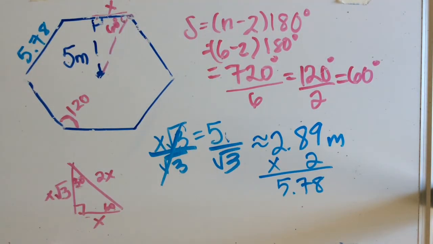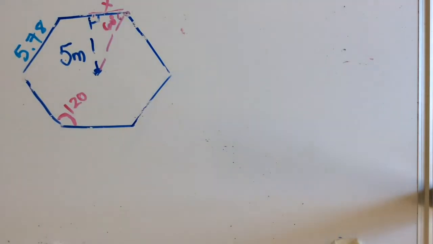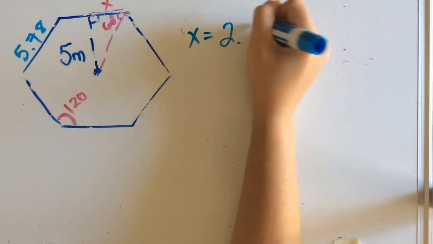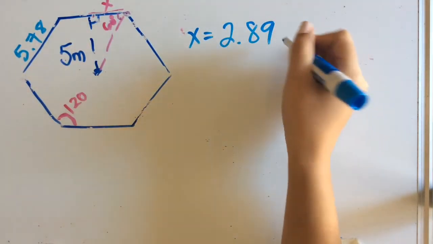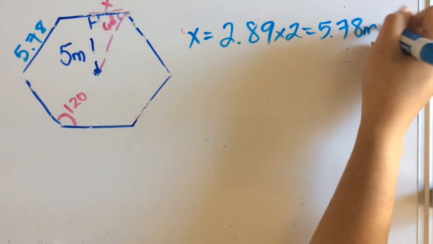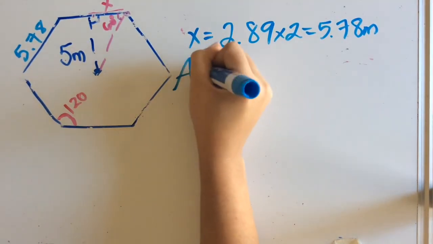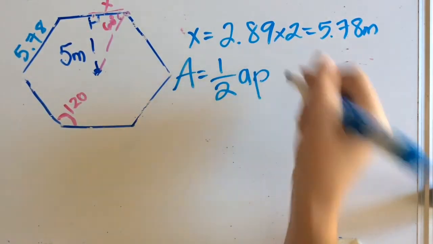I'm going to erase some work so that we can have more space on our board, because we still have to find the area. I found out that x is equal to 2.89, which made one side, because I doubled that, 5.78 meters. I have my apothem and I have one side. I want to find the area of the entire figure. So the area formula is area equals a half of the apothem times the perimeter.